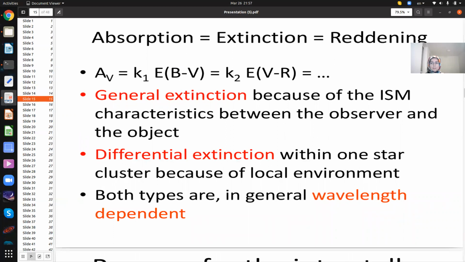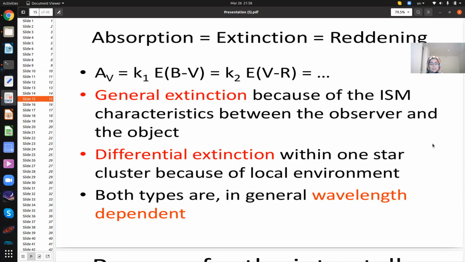What is reddening or extinction or absorption? All three words relate to one meaning. It is a measure of how much light between us as an observer and the star cluster is lost because of the dust and gas between us, mainly because of the interstellar medium, or ISM.